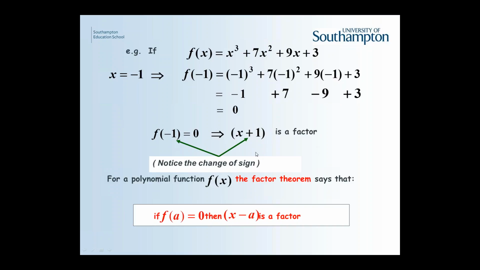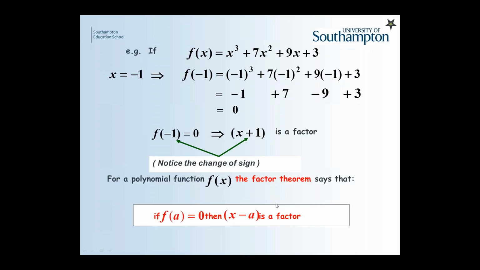So this is the factor theorem. If f of a is 0, then x minus a is a factor, and vice versa. So if x plus 1 is a factor, then f of -1 will give you 0.